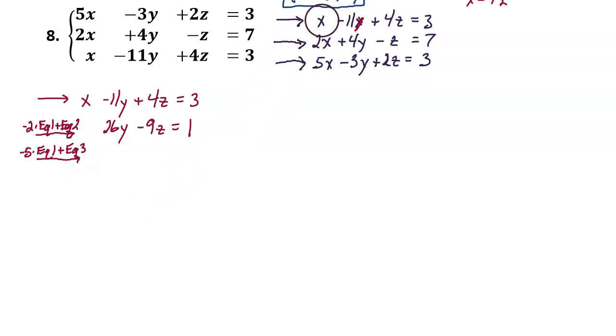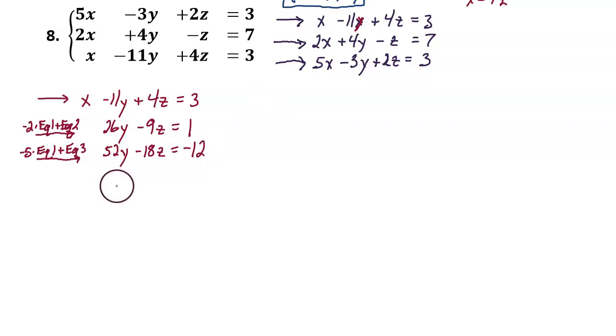Let's talk it through. Negative 5 times x is negative 5x. Add 5x is eliminated. Negative 5 times negative 11y is 55y. Add the negative 3y is 52y. Negative 5 times 4z is negative 20z. When you add the 2z, that's negative 18z. Negative 5 times 3 is negative 15. Then add the 3 is negative 12.